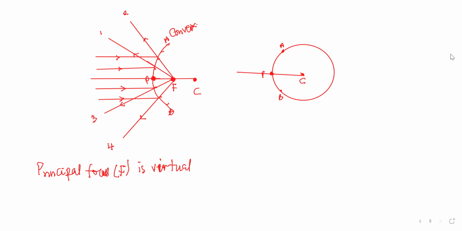Gideon. So please, the principal focus is where the rays that are close and parallel to the principal axis actually diverge. Let me also come in. The principal focus of a convex mirror is a point on the principal axis where rays that are close and parallel to the principal axis appear to be diverging from.